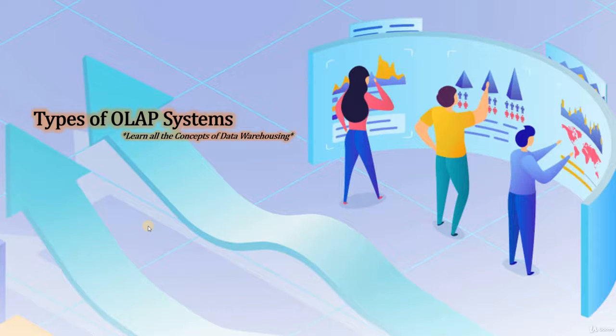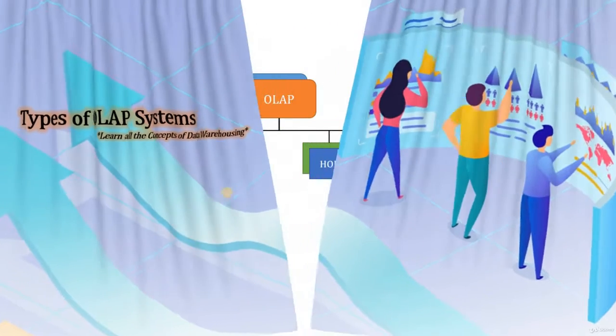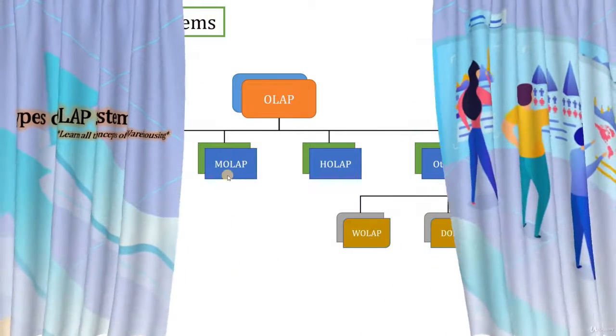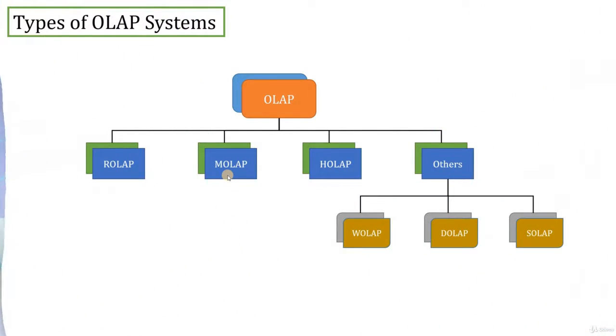Hello and welcome back to another great session, types of OLAP systems. So we have learned what is OLAP, what exactly happens within OLAP, and why we need OLAP as well. Now let's learn about the different types of OLAP systems.